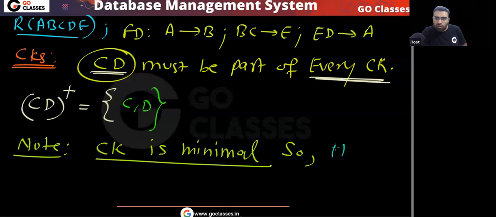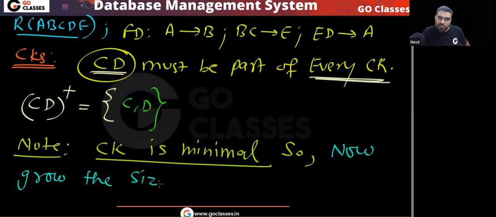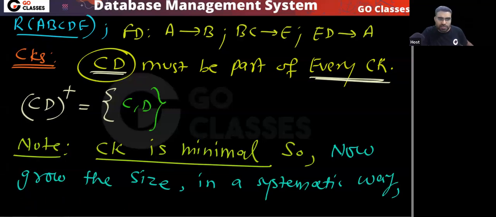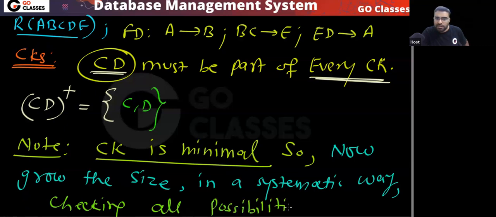Now grow the size in a systematic way, so that you don't make any mistake. Cover every possibility. You should check all the possibilities. Is this clear? Because a candidate key is minimal.